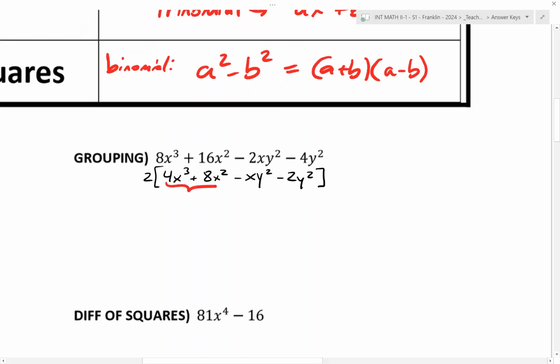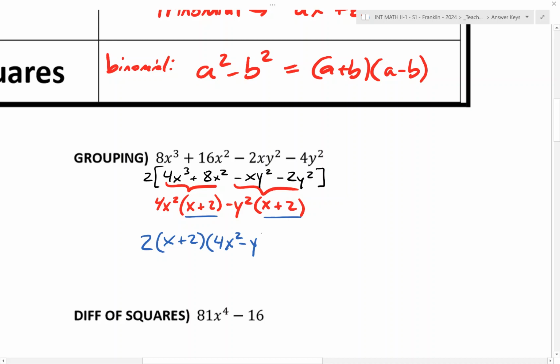So now from the first 2, we can take out a 4x squared, and that leaves x plus 2. And from our second 2, we can take out a negative y squared, and that also leaves us with x plus 2. So then we can get to our final answer here, 2, the 2 from the GCF at the beginning, the x plus 2 from our common binomials there, and then 4x squared minus y squared.